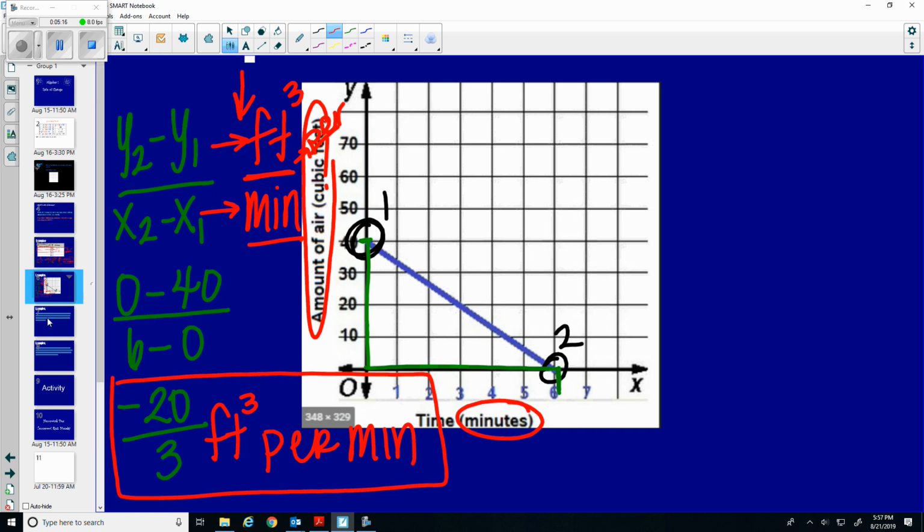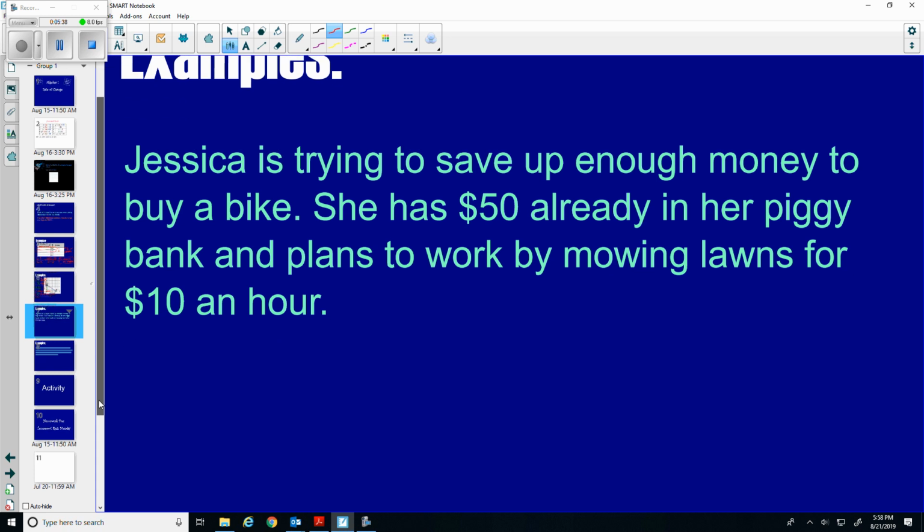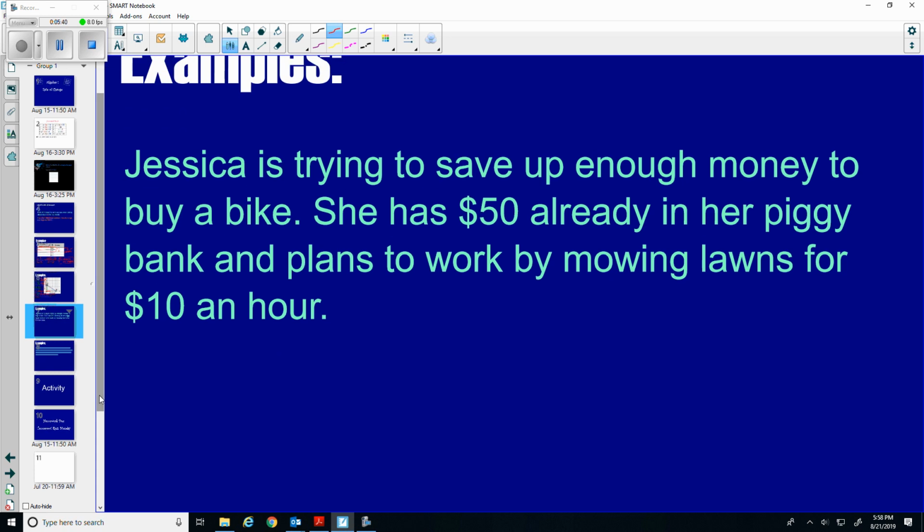Next, this was a little bit different because we haven't talked about this before. This is verbal. Jessica is trying to save up enough money to buy a bike. She has $50 already in her piggy bank and plans to work by mowing lawns for $10 an hour. For this one, we're going to find everything. Eventually we're going to write our equation, y equals mx plus b.